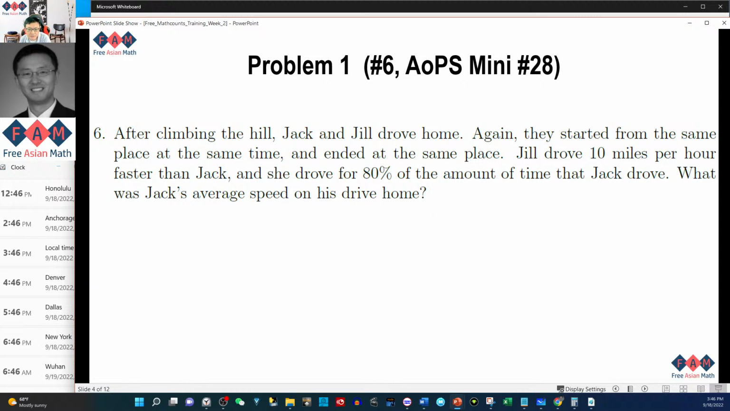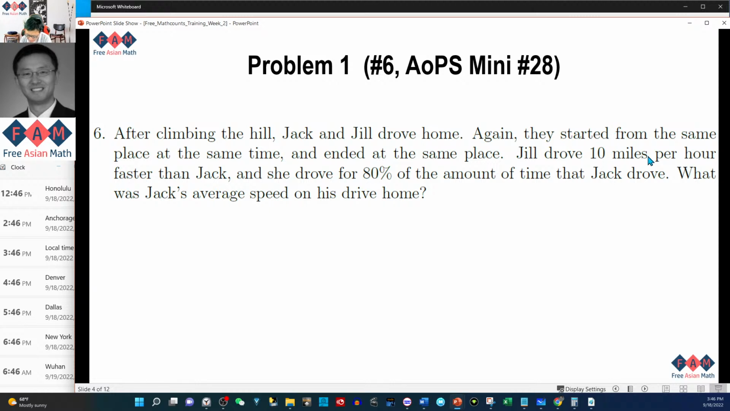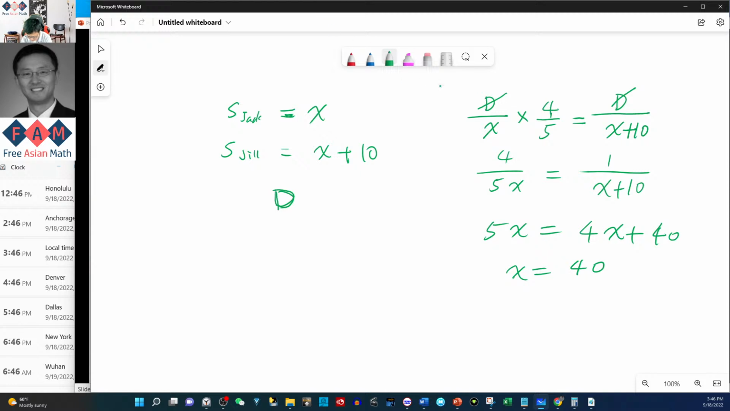So what this means is that the distance does not really matter in this problem. Whether it's 100 miles or 10 miles, this ratio is always the same. So the time is 80%, and then the speed, Jill's speed, must also be 80% of Jack's. That is where you go from 40 to 50, and you get a 10 miles speed difference. So from this problem, what we really learn is that speed problems usually are not that difficult.